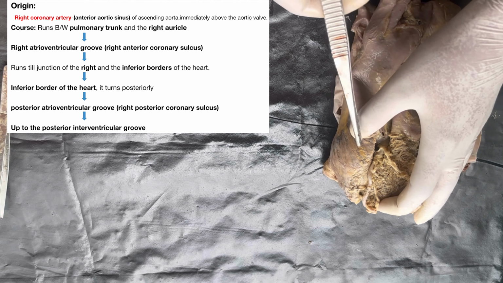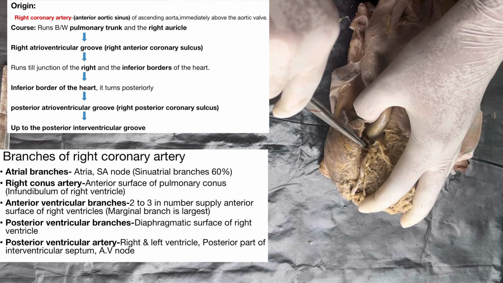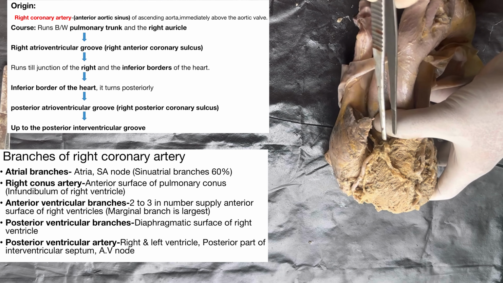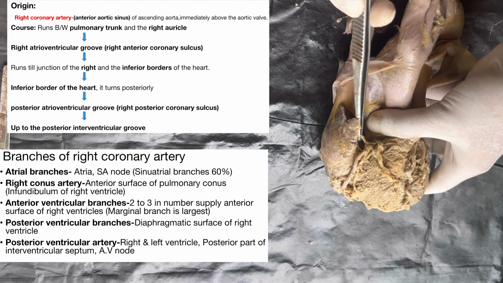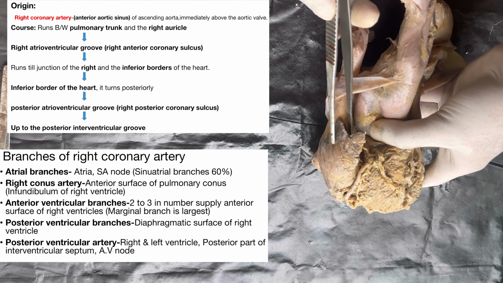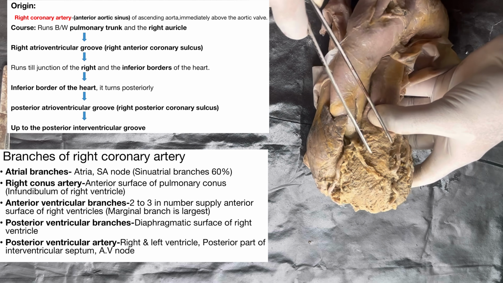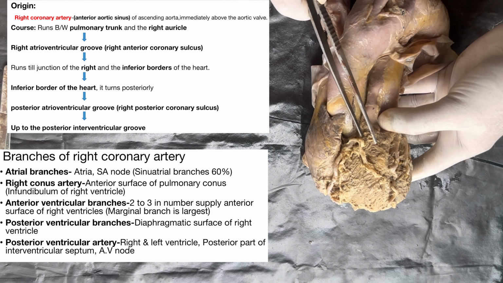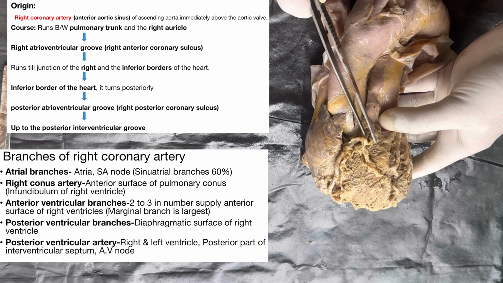Simultaneously it gives branches also. So this branch is known as the atrial branch, which supplies the atria, and the SA node also. The branch which is supplying the SA node is known as the sinoatrial nodal branch. That is, in 60% of cases it is a branch of the right coronary artery, in 40% it is a branch of the left coronary artery. This is known as the right conus artery, which is supplying the anterior surface of the pulmonary conus.